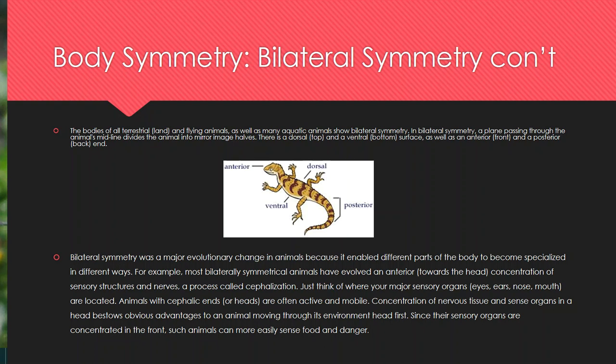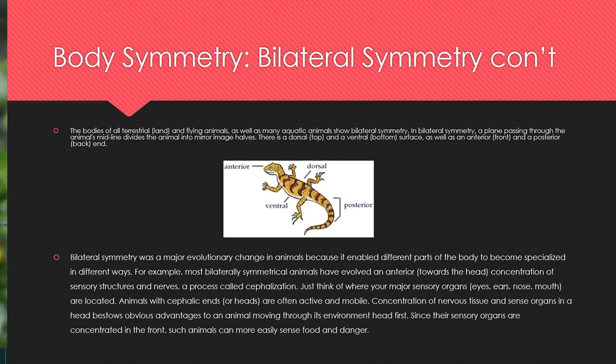For example, most bilaterally symmetrical animals have evolved an anterior, towards the head, concentration of sensory structures and nerves, a process called cephalization. Just think of where your major sensory organs are: eyes, ears, nose, and mouth. They're in your head. Animals with cephalic ends are often active and mobile.